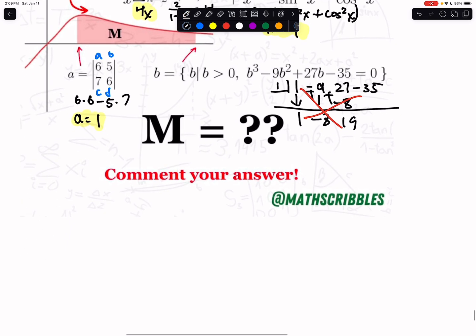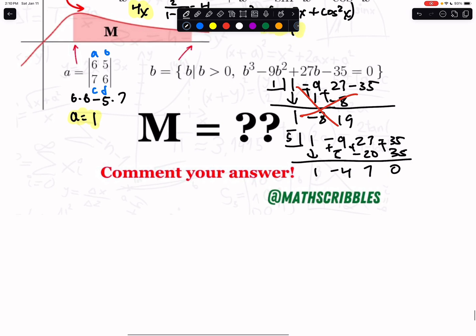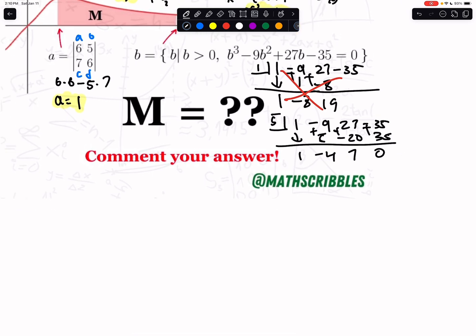So I'm going to try 5. That'll just be 1, -9, 27, -35, 1, 5, -4, -27. Okay, this does work. So the remainder is 0. So then B will equal 5. So 5 is one of the roots. So we have B equals 5.